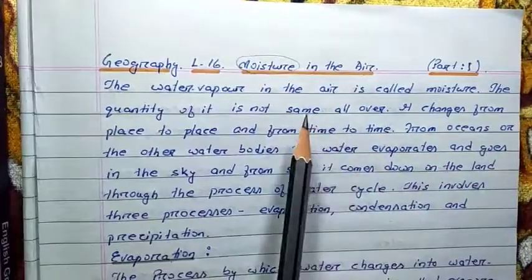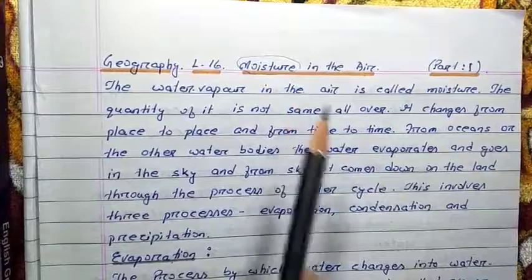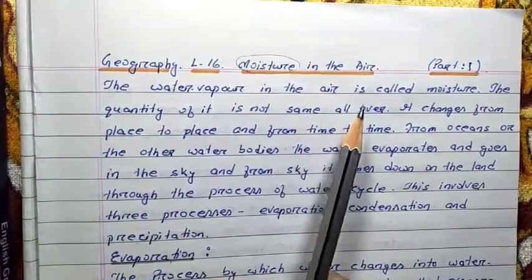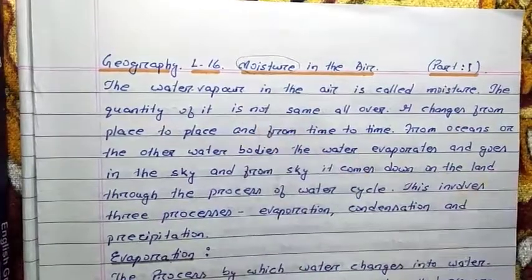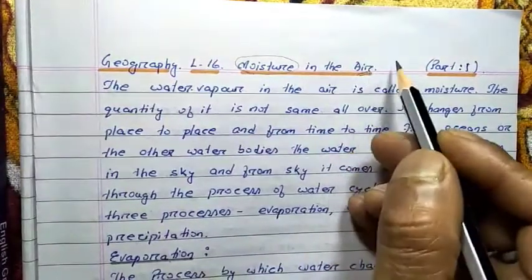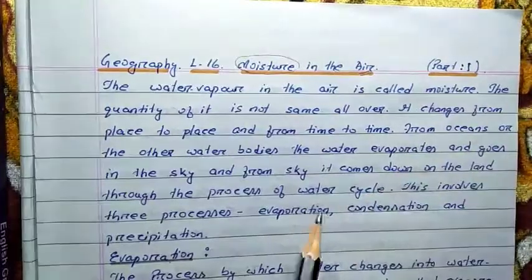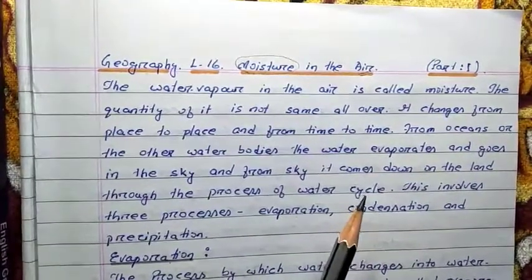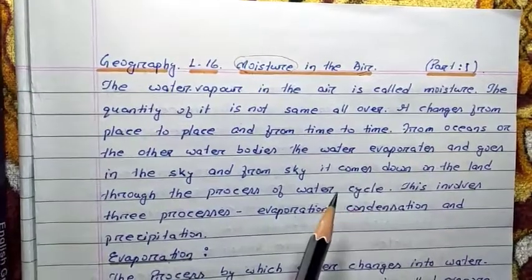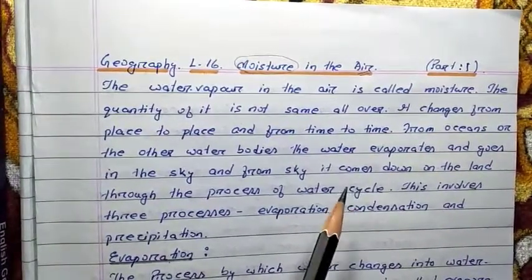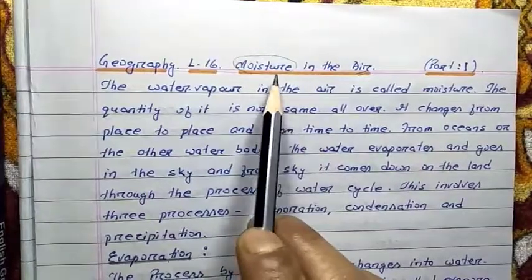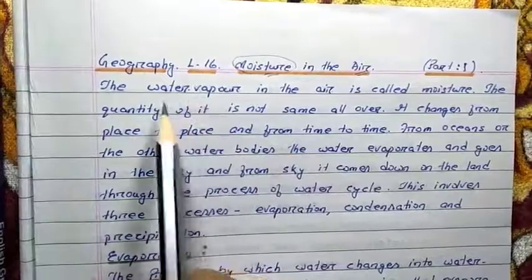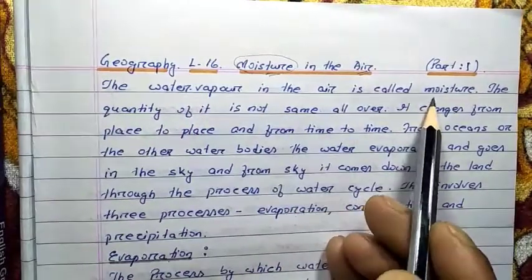We have already learned in some earlier chapters of geography that the earth can be divided into four spheres: atmosphere, lithosphere, hydrosphere and biosphere. Air is part of the atmosphere, and while explaining the composition of the atmosphere, I already told you that along with the different types of gases, water is also present. That water which is present in the air is known as moisture. Let's start the chapter. The water vapor in the air is called moisture.